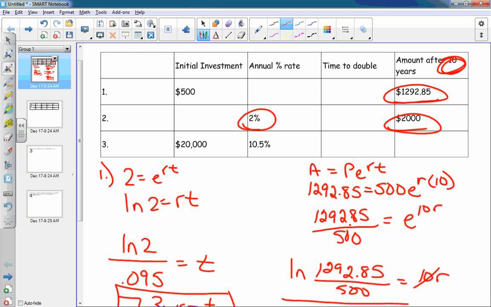Okay? Look at number 3. What did they not give you? Time to double. Do I have my rate? Can I find that quickly and easily? Yes. Now how do I find the amount after 10 years? Plug and chug. You have your rate, you have your initial, you have the time, and you're done. You have to know PERT. PERT will not be on the test. Okay?